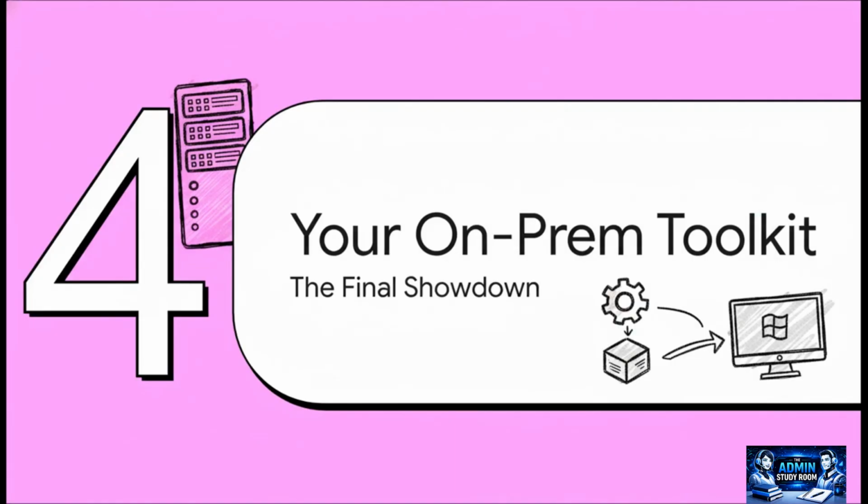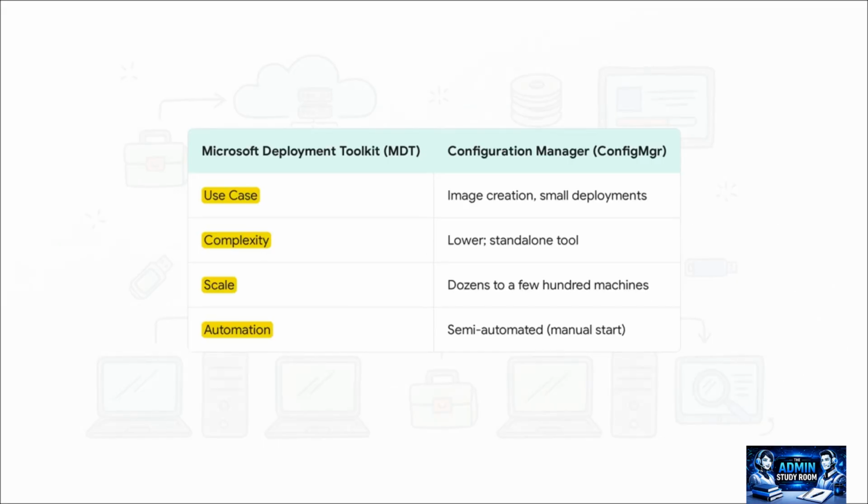So let's kind of bring it all together and summarize this on-prem toolkits you have. It really just boils down to two main solutions, and knowing the difference between them is absolutely key. This comparison right here is so important. You use MDT as your image-building workshop and for smaller, more hands-on deployments. It's lean, it's effective, and it's free. But when you need enterprise-scale, full automation, and ongoing management for thousands and thousands of machines, that's when you bring in the factory, Configuration Manager. Knowing which tool to use for the job is a concept you really need to grasp.